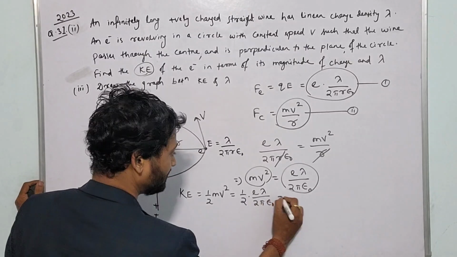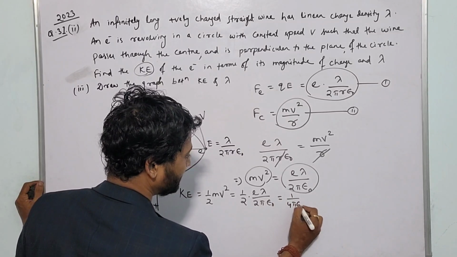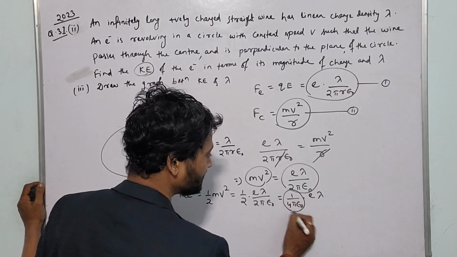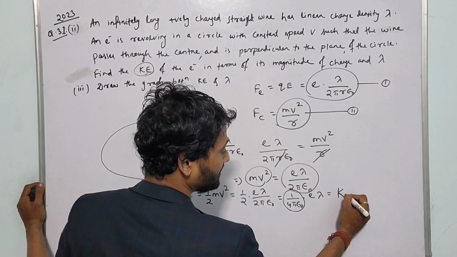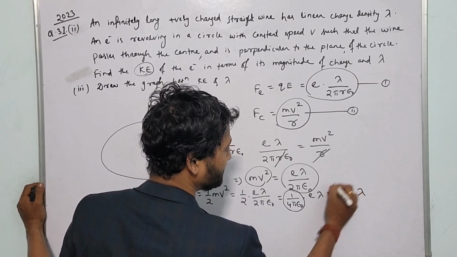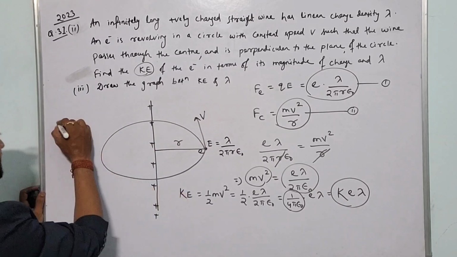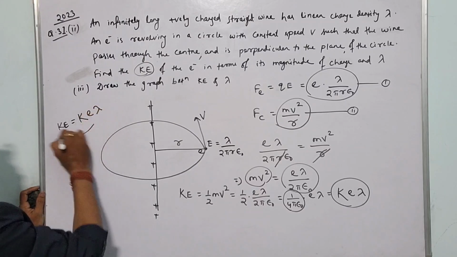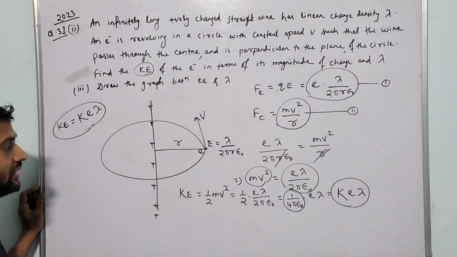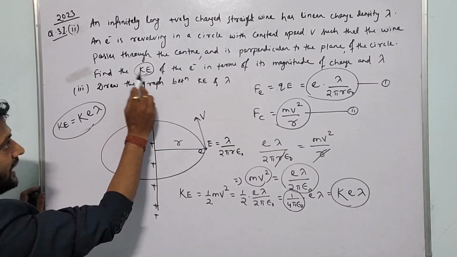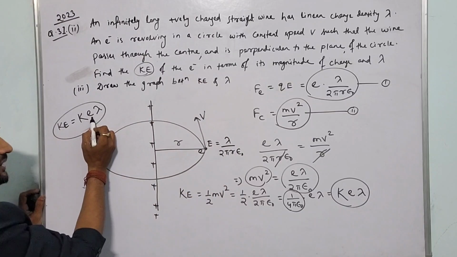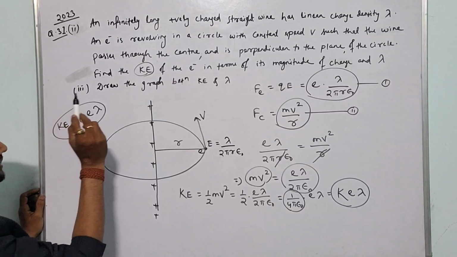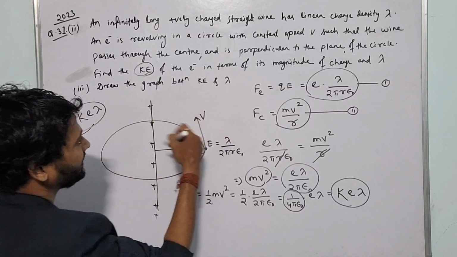Clear? So we can write down it will be 1 by 4 pi epsilon naught into e lambda. What is 1 by 4 pi epsilon naught? K, the electrostatic force constant. So it is K into e into lambda. This is your answer. So the formula of kinetic energy is K, electrostatic force constant, into e into lambda. Done? I think it is clear. So that means we are getting the answer: kinetic energy of the electron in terms of its magnitude and linear charge density lambda.